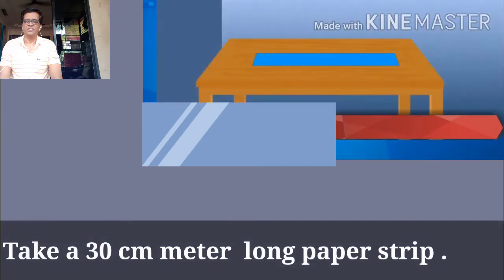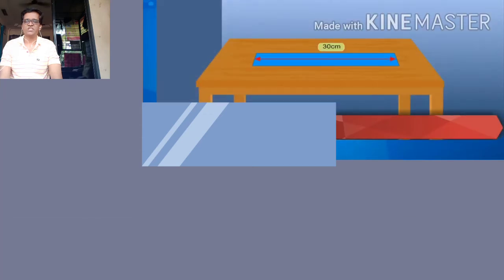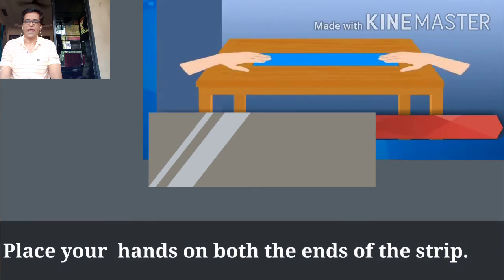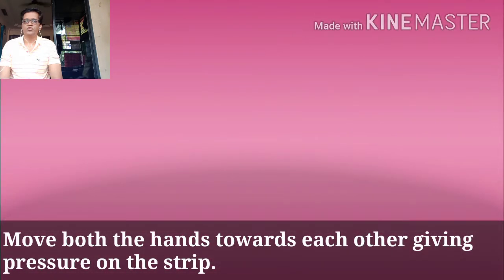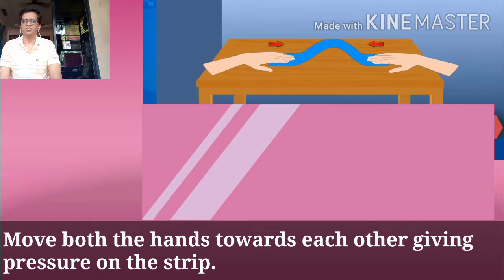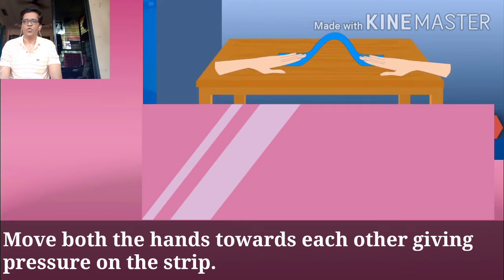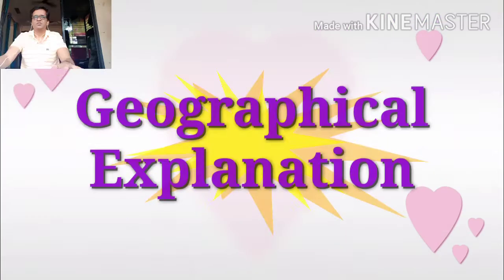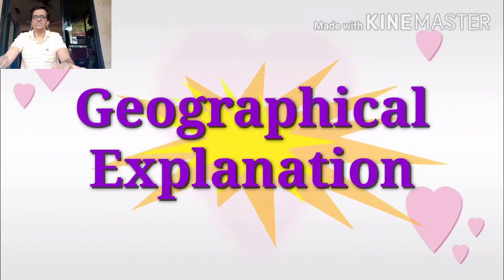Take a 30 centimeter long paper strip, place your hands on both the ends of the strip, move both the hands towards each other, giving pressure on the strip. Observe what happens to the strip. Now the geographical explanation of the above activity.